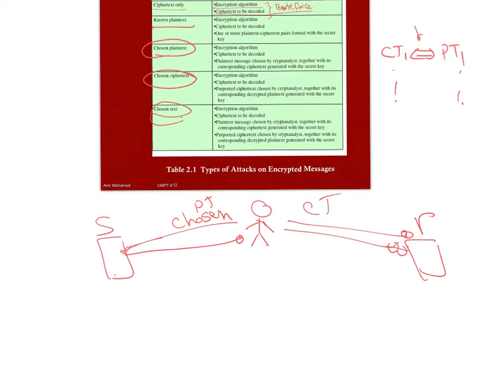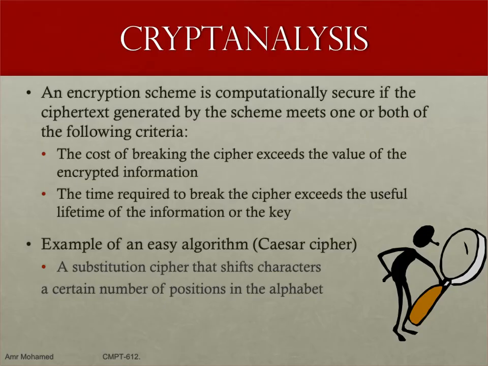Or, of course, chosen text here means that it's a combination of the plain text and the ciphertext. So you can control both. Okay, you can control the plain text and you can control the ciphertext, and in that case, you can get multiple combinations of plain text and ciphertext, and from that you can attack the communication easily and guess what the key is. Okay. So any question so far?